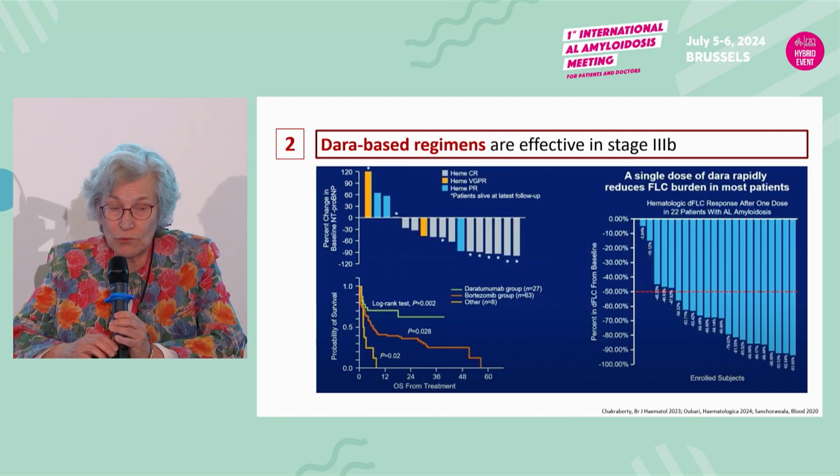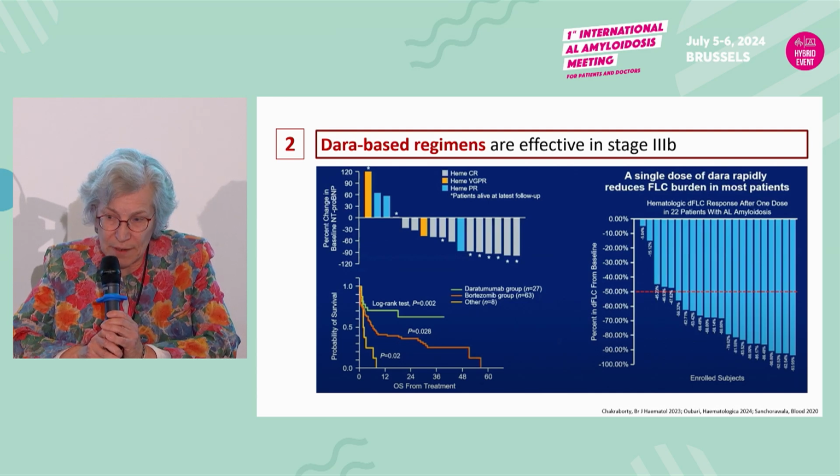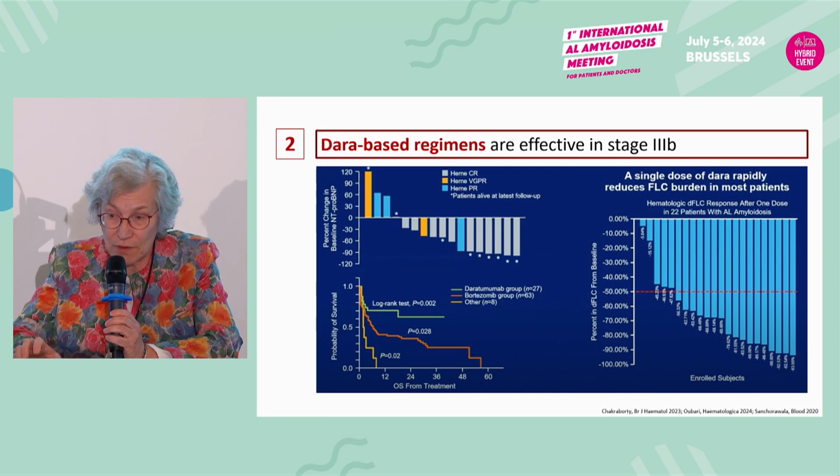So how can we improve? It was also covered in the morning for patients with a stage 3B. It's better, there are some study with VCD, but the best is probably to use daratumumab monotherapy. It will produce a very rapid decrease of the free light chains, and in most patients will help to pass the difficult period of the early months.